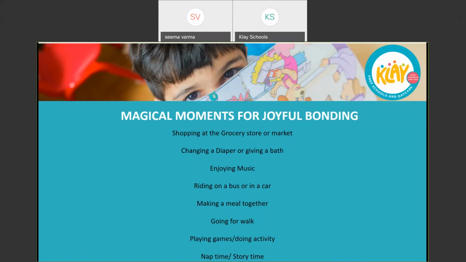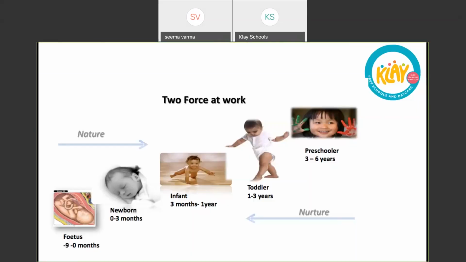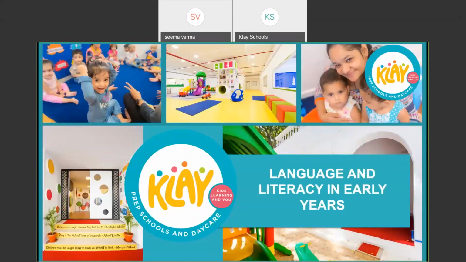Some of the examples over here are shopping at the grocery store, changing diaper, enjoying music, riding on a bus, making a meal together, going for a walk, playing games, doing activity, nap time, story time. These are a few, but I'm sure that you have many more opportunities and moments with your child that will give you an opportunity to really talk about these moments and to really build a very happy and healthy relationship with your child.